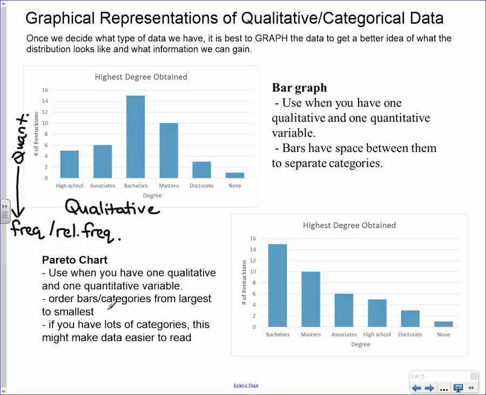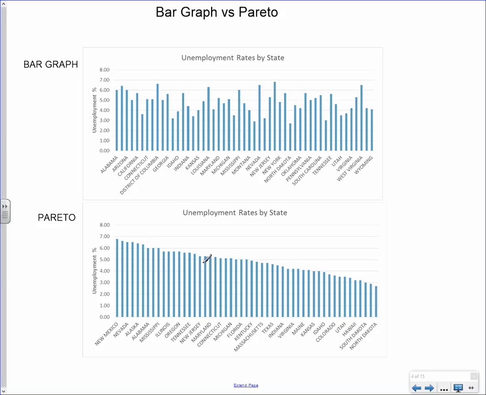Now, in this situation, it really doesn't make a big difference which one you do, because we have just a few categories, so it's easy to see on either of these which was the largest, which was the smallest, etc. However, if you have lots of categories, for example, look at this. If we're looking at unemployment rates by state, so all 50 states, we're going to have 50 different bars.